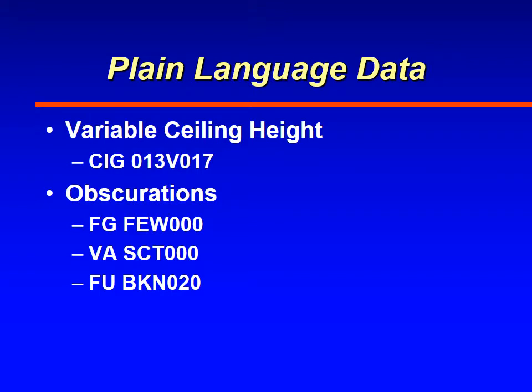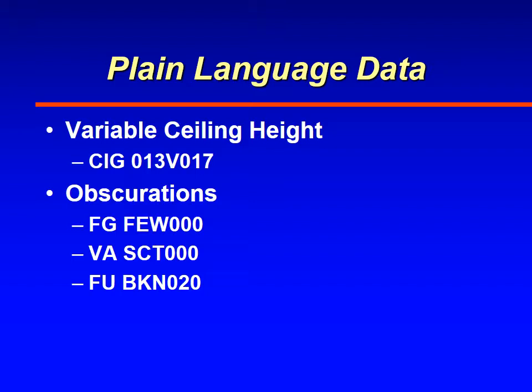If the ceiling is going up and down, then they will also report that. And in this case, you see the ceiling is reported as 1,300 variable 1,700. Remember that ceilings are always reported as altitude above the ground or feet above the ground. And they give you kind of the average in the main body of the METAR.